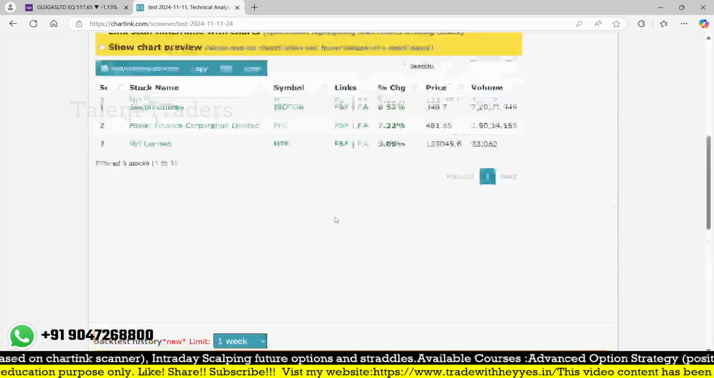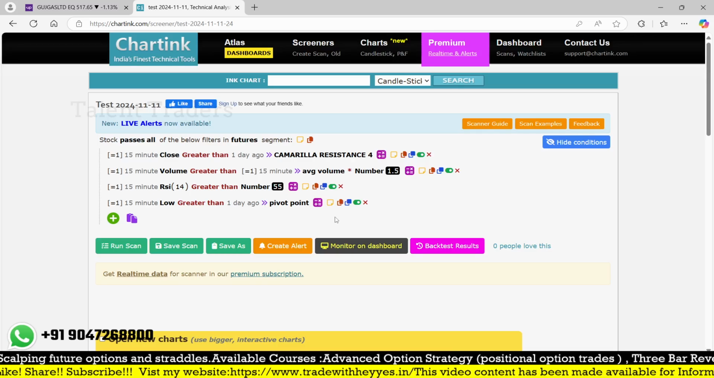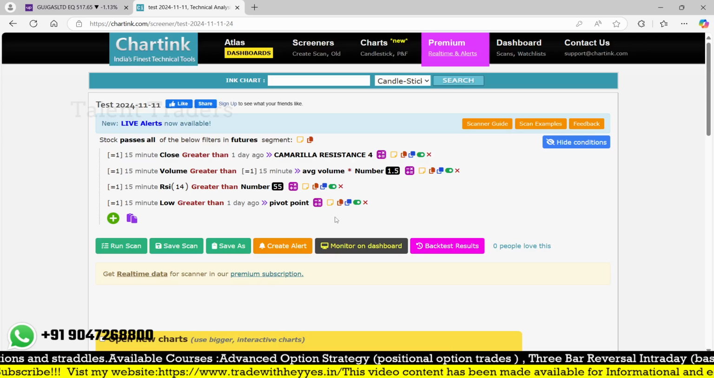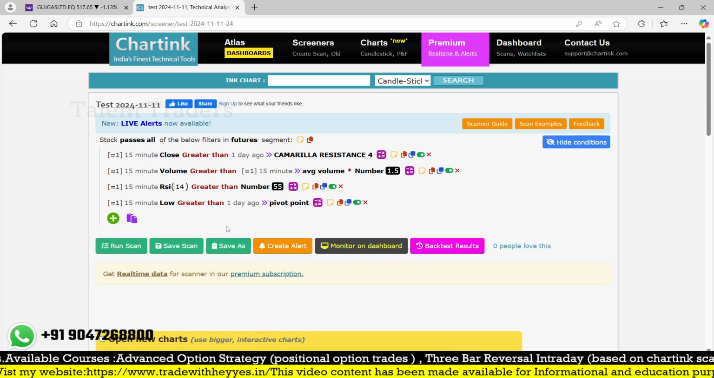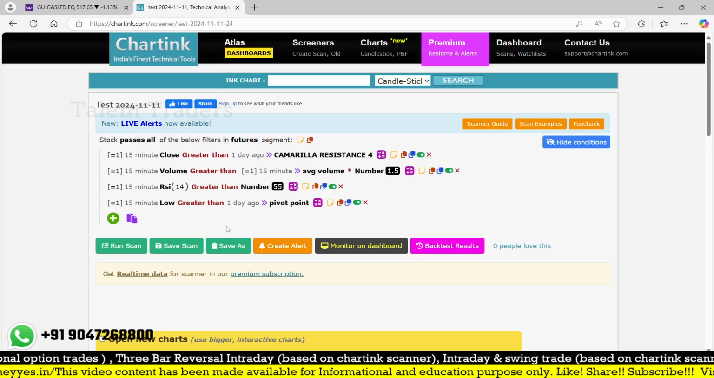So by using this panel, we can try to find some stocks for intraday by using Camarilla R4 and volume along with the RSI, and we can also use the pivot point as a condition, and it will help you find such good breakout trades for your intraday.